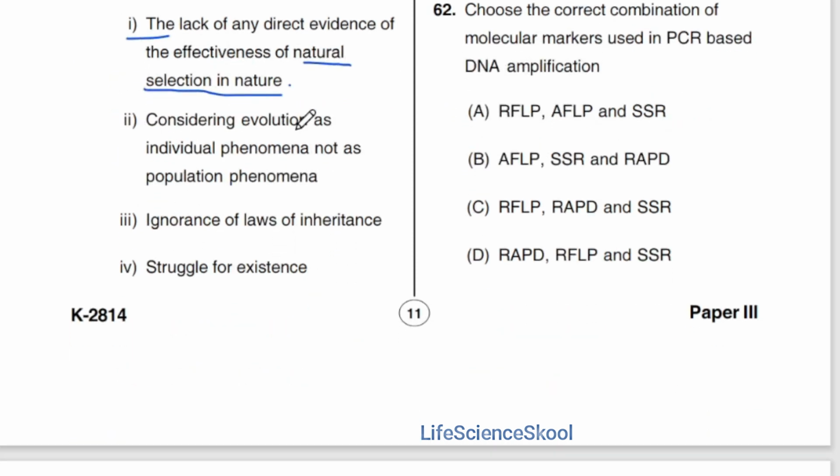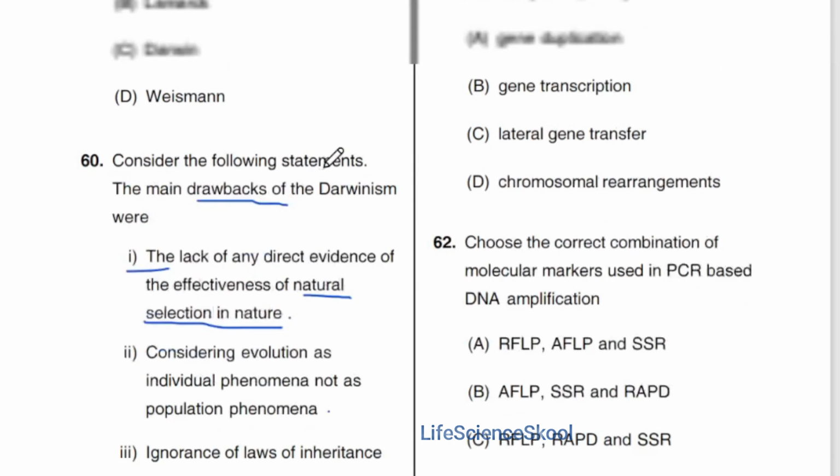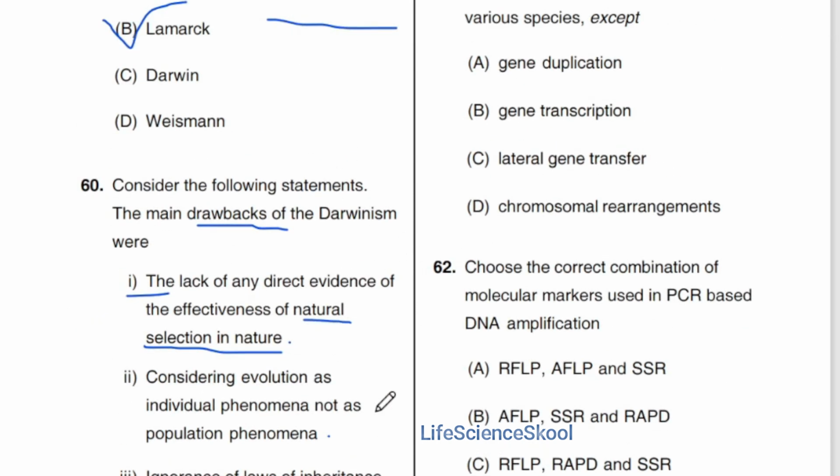And coming to the second one, considering evolution as an individual phenomenon, not as a population phenomenon. In his theory, Darwin considered evolution as an individual phenomenon. See, he didn't take the whole population. This one is also another drawback. First one and second one both are drawbacks.